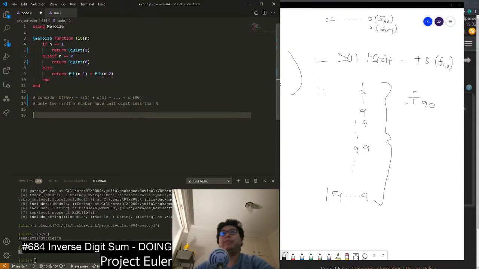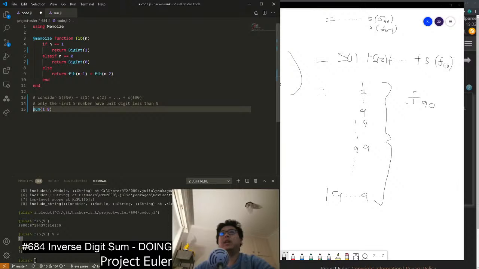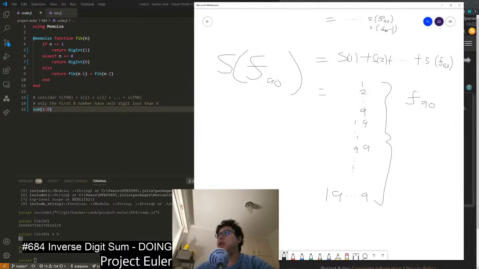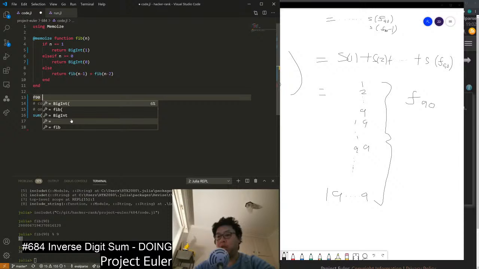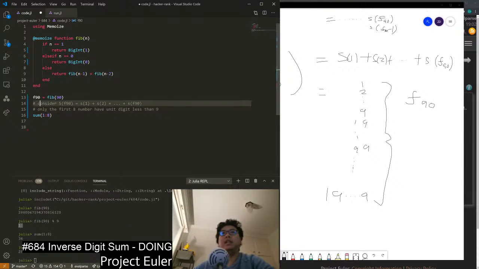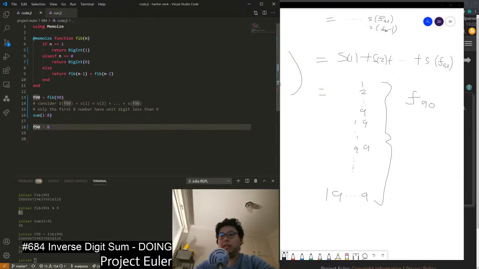So, what's the sum of 1 to 8? The sum of 1 to 8 is 36. So it's 36 plus all 9s, and I know exactly how many 9s there are, because the number of 9s is exactly this number minus 8, right? So that's this many 9s, so that's this number times 9. That's my unit digit.